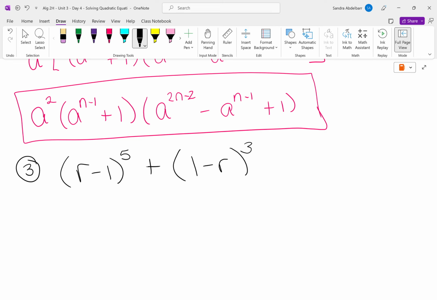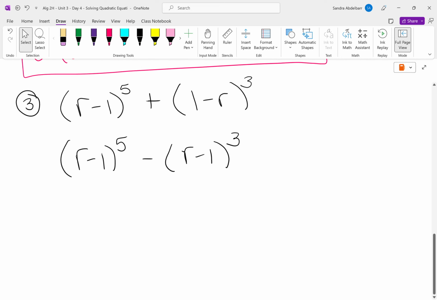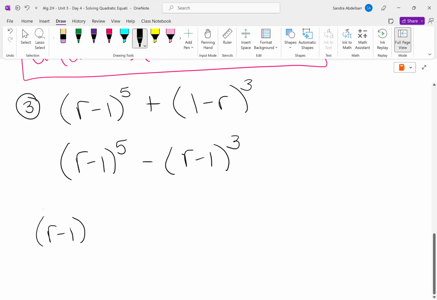Does anybody know? Pull out a negative. Good, we could pull out a negative. So we could make this r minus 1 to the 5th power, pull out a negative, and then that would be r minus 1 to the 3rd power. Now can I pull out a GCF of r minus 1? Absolutely. So now I'm going to pull out a GCF of r minus 1 to what power? To the 3rd power. And then I'm left with r minus 1 to the 2nd power minus what? Minus 1. You got it.